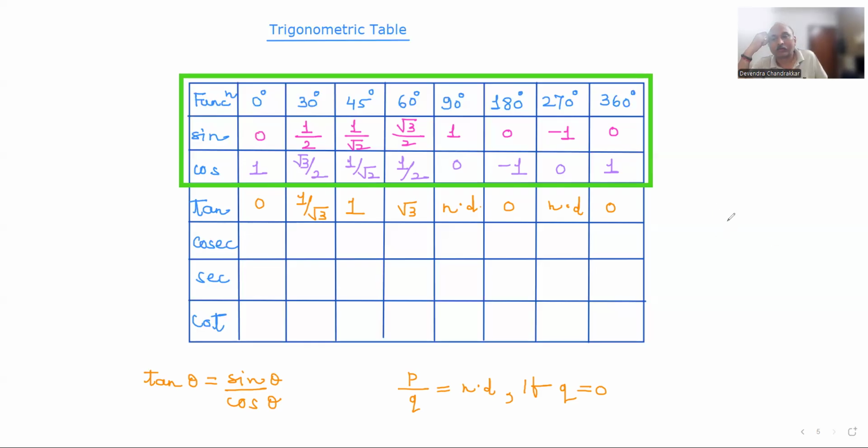Cosec is, what is cosec theta? Cosec theta is 1 upon sine theta. Hello, am I audible? Yes, sir. Great. तो हाँ ना बोलो ना, क्यों नहीं बोलते हो? Cosec theta is 1 upon sine.